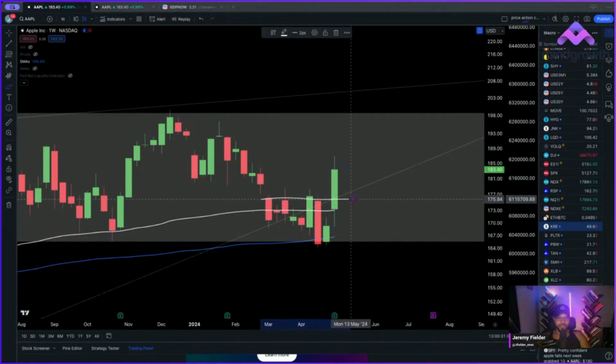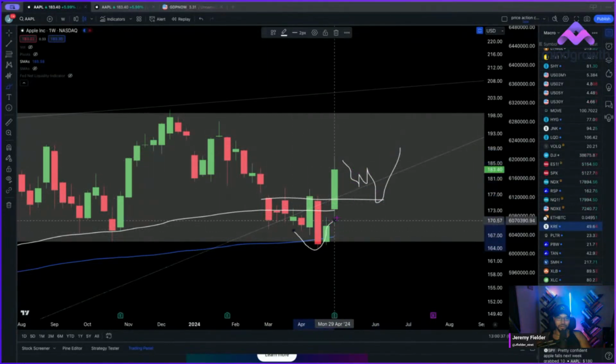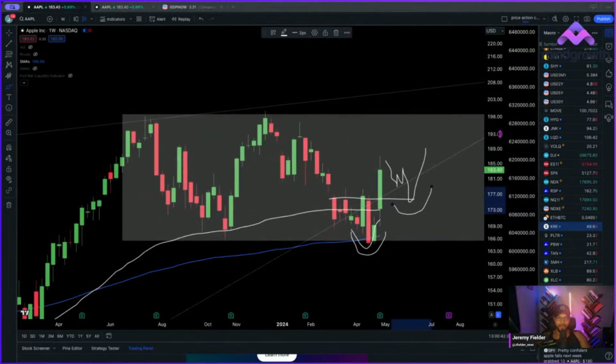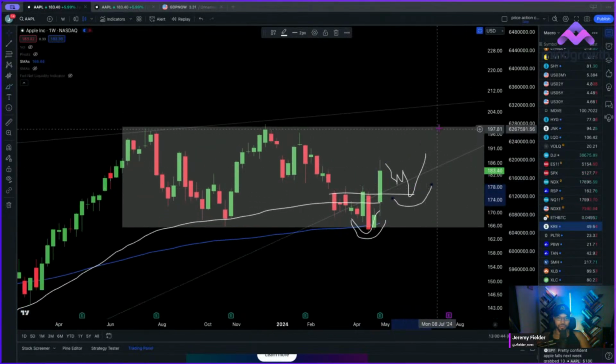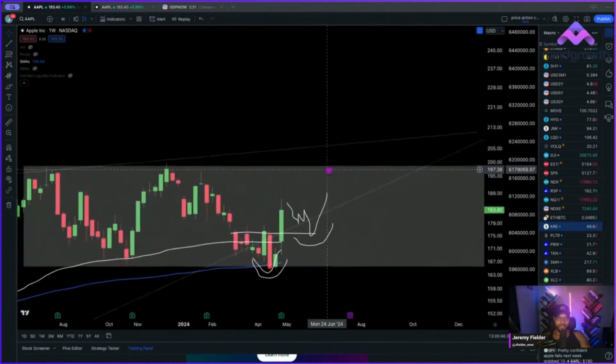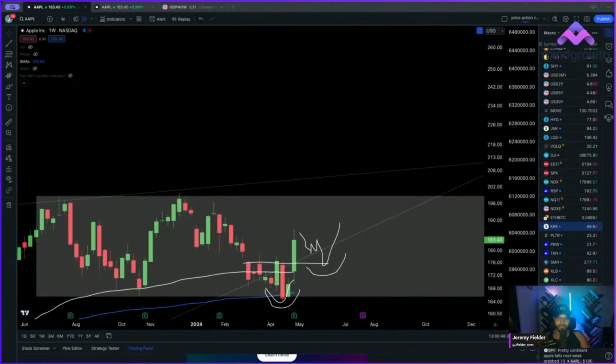Somewhere around 175. If it can come back and hold 175 at any point, I think that's it. I think that's the bottom. You have a higher low there. There's your low, and then you'd have another higher low, and then you're probably running back to all-time highs. If you get above that, well, Apple's gonna run. And then we'll see if China starts to recover.